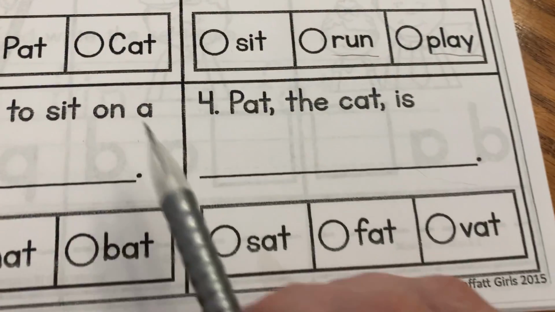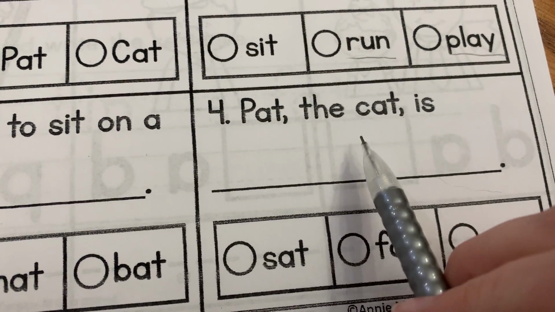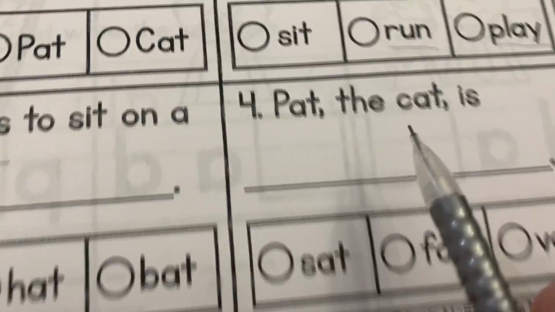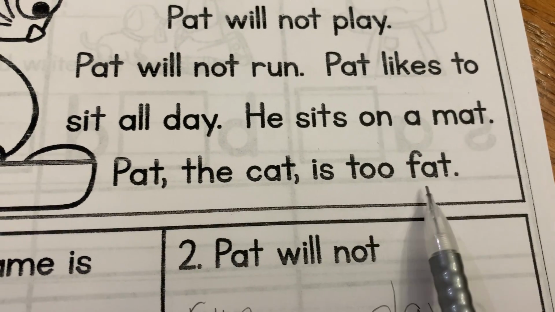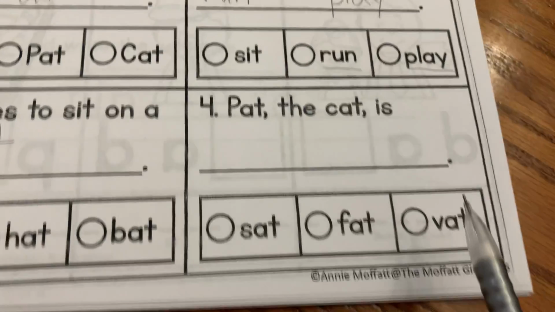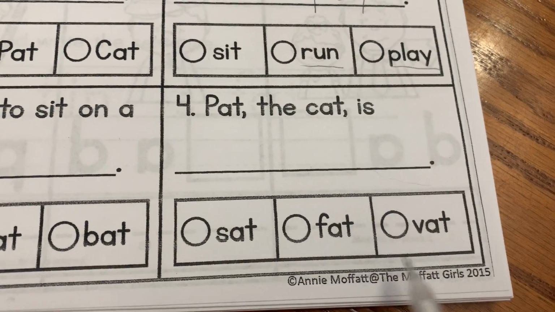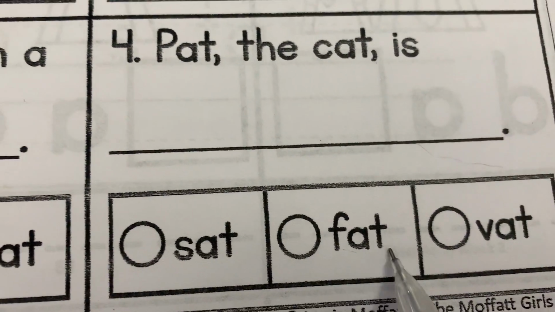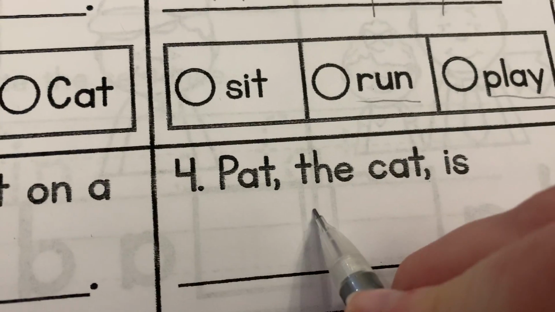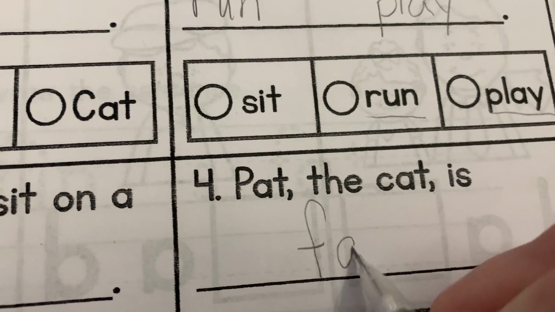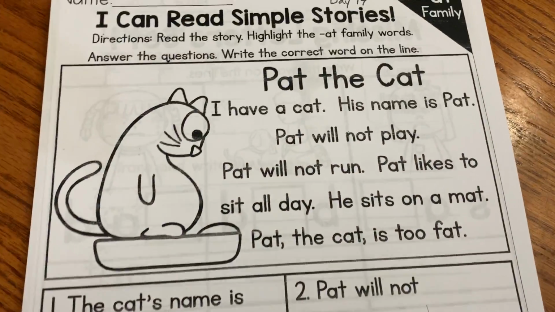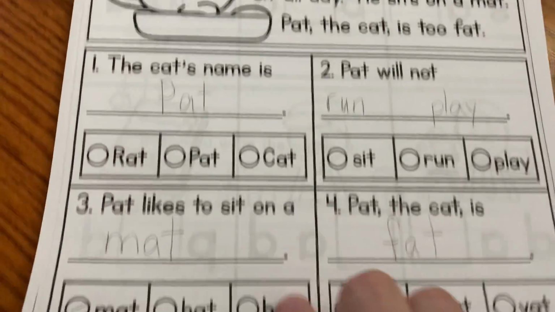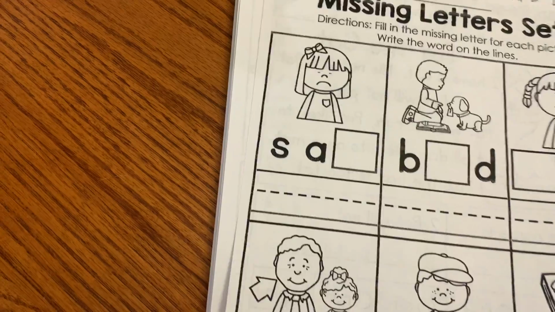All right, let's look at number 4. Pat the cat is... What did we find out at the end? Pat the cat is too what? Fat. He's too fat. Pat the cat is fat. There it is. Fat. Good. So it sounds it out. Ready? Fat. Guys, I know this paper is kind of strange because I've never given you a page like this before, but I think this is really good for you because it's a little bit of reading.